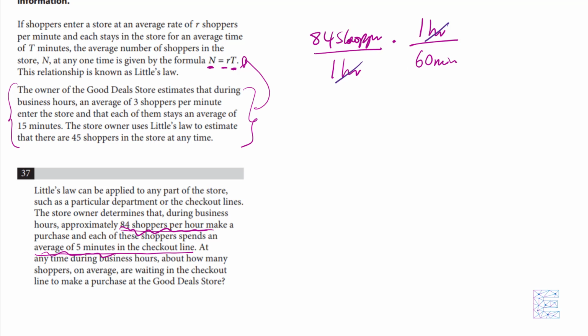But then we have to also remember that we are looking at an average of 5 minutes at the checkout line, so you have to multiply this by 5. So let's actually do the math here. So it'll be 5 goes into 5 once, 5 goes into 60 12 times. And then 12 and 84 can also simplify. So 12 goes into 12 once, 12 goes into 84 7 times. So that means, all things considered, there's going to be 7 shoppers. And the answer is 7.